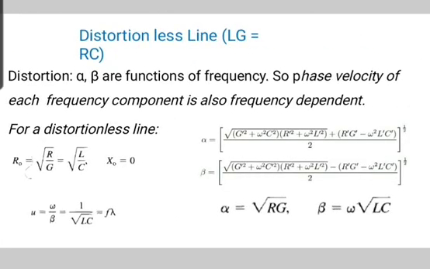Next is distortion. Here is the equation for the distortionless line. So in distortion, alpha and beta are functions of the frequency. So the phase velocity of each frequency component is also frequency dependent. So here the equation for the distortionless line is given.